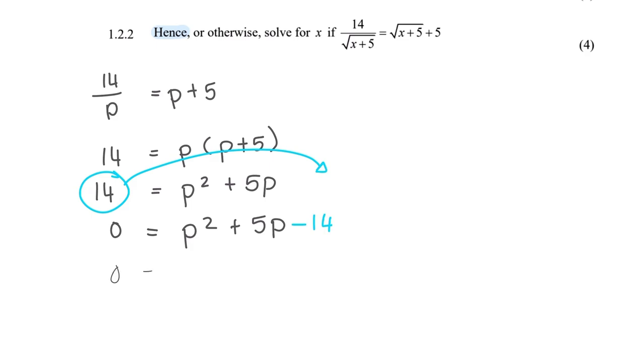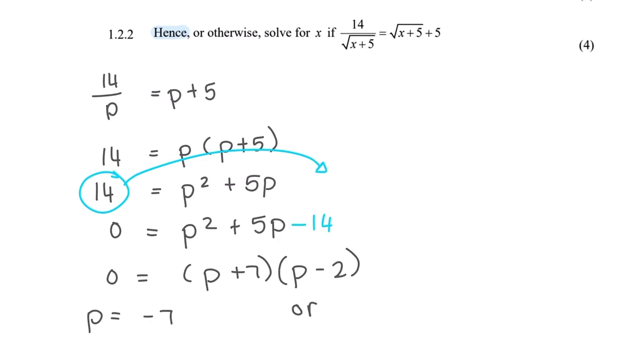So when I factor that out, oh, there I go using a small pencil. When I factor this out, I'm going to see that I've got (p + 7)(p - 2), which means that p is either negative 7 or p is 2. So now you've solved for the first part of the question, which said solve for p. It's either going to be negative 7 or it's going to be 2.